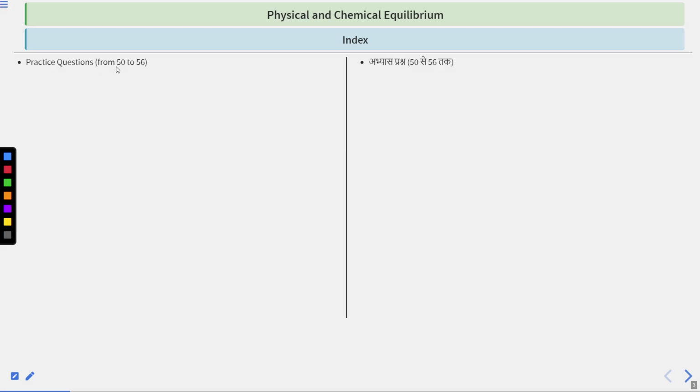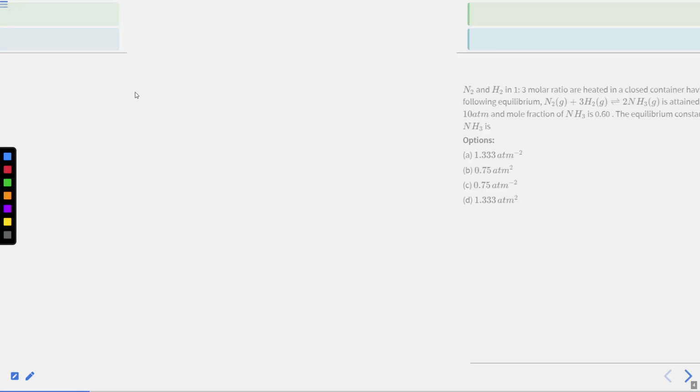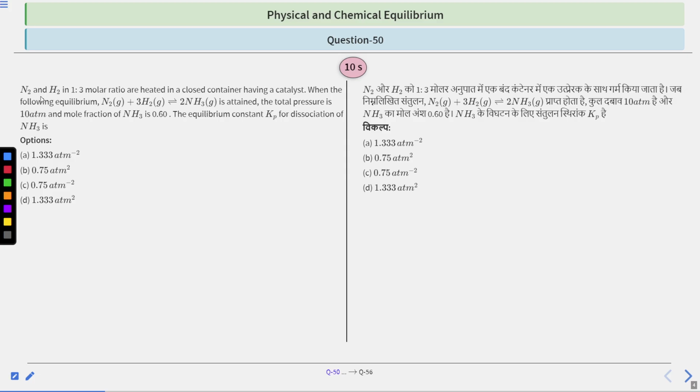7. Let's start. So we will see some practice questions from question number 50 to question number 56. Let's start with question number 50. N2 and H2 in 1:3 molar ratio are heated in a closed container having a catalyst. When the following equilibrium N2 plus 3H2 giving us 2 NH3 is attained, the total pressure is 10 atmosphere and mole fraction of NH3 is 0.6. The equilibrium constant Kp for dissociation of NH3 is.